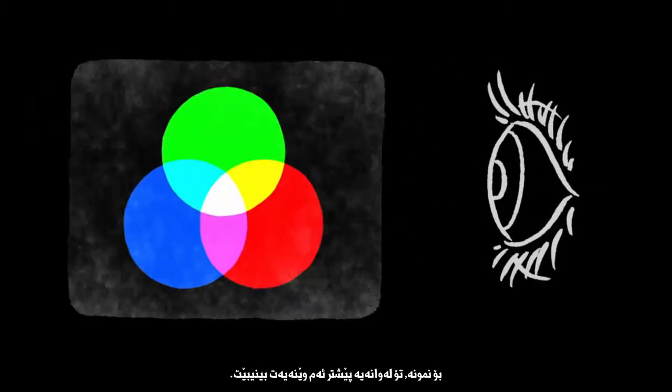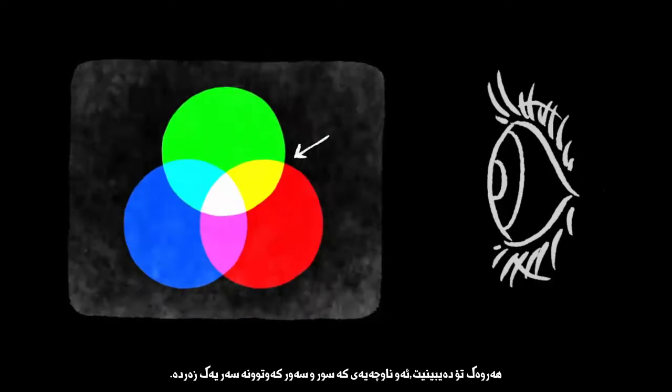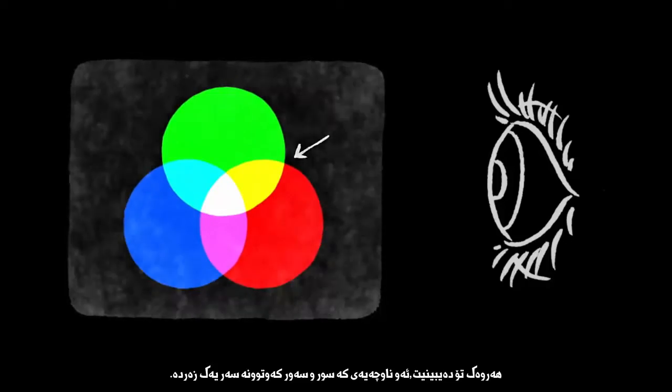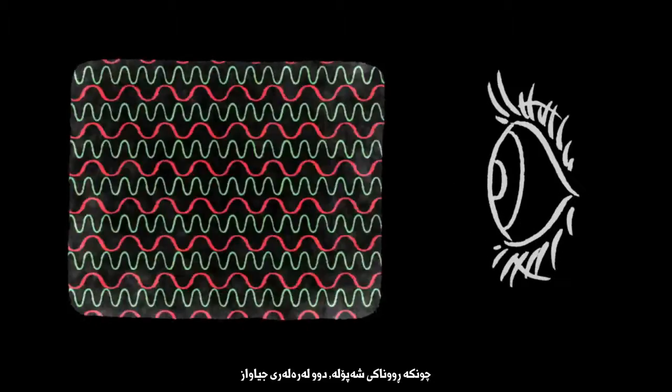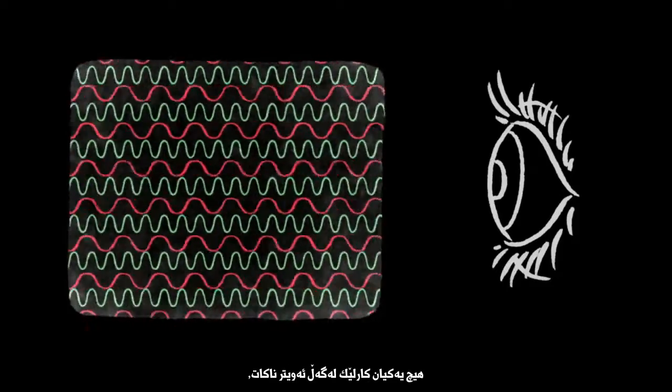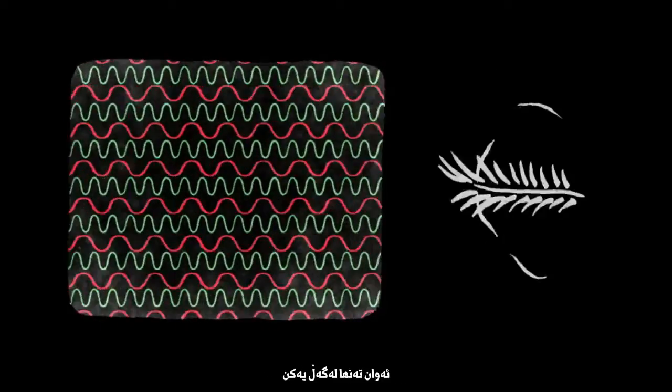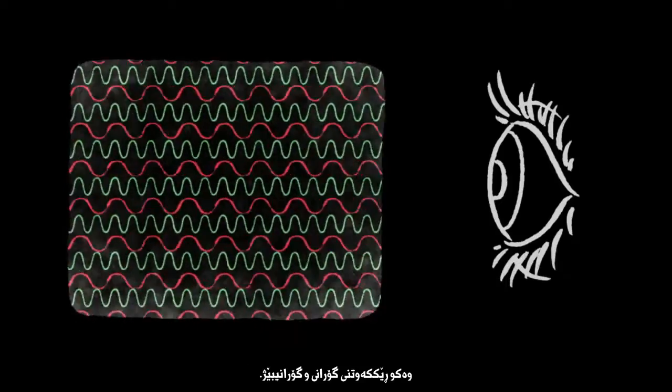For instance, you might have seen this picture before. As you can see, the region where the red and green lights overlap is yellow. When you think about it, this is pretty weird. Because light is a wave, two different frequencies shouldn't interact with each other at all. They should just coexist, like singers singing in harmony.